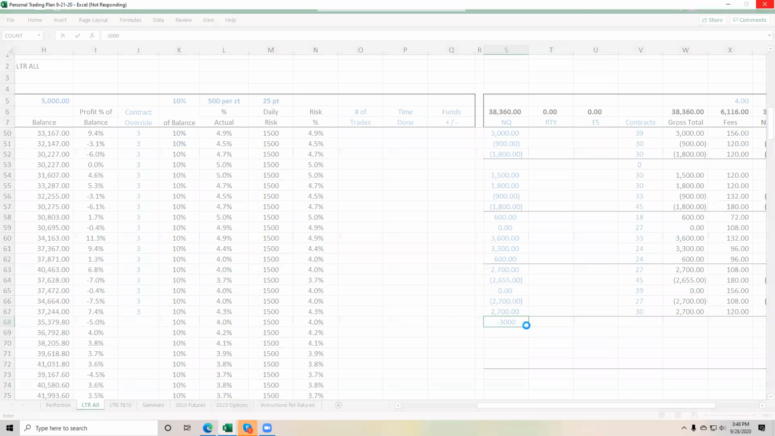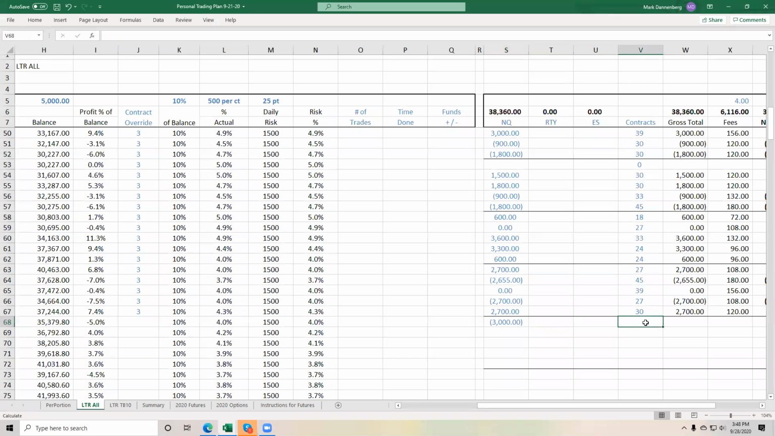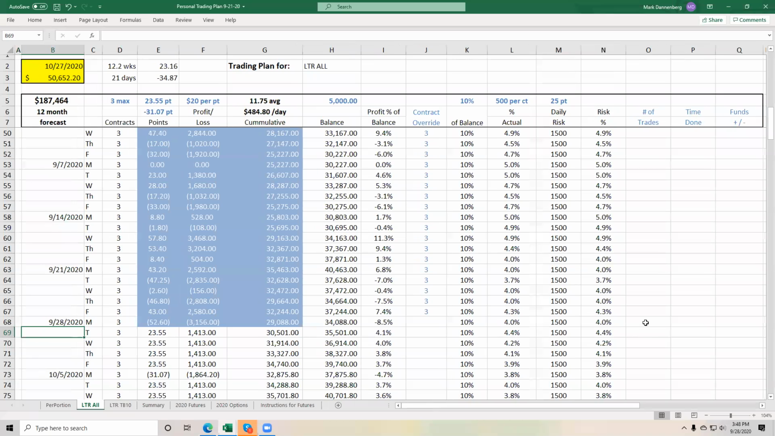And we wait. Okay, hold on just a second. Minus $3,000. Okay, there we go. And we did 13 trades at 3 contracts per trade, so we have 39 contracts. All right, so we're going to lock that in, put a contract override of 3.